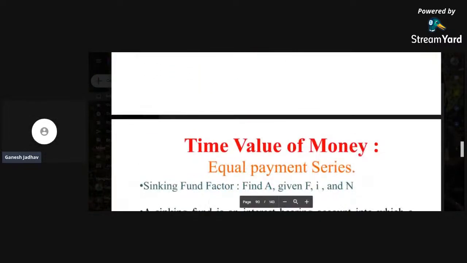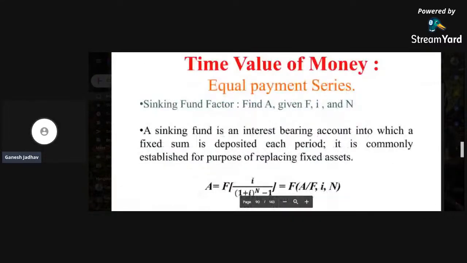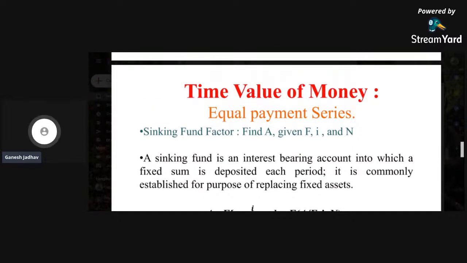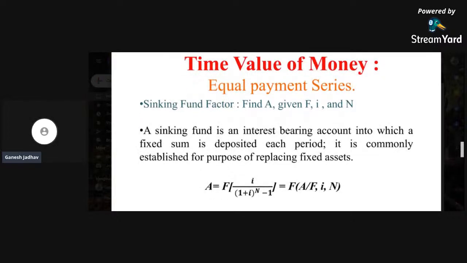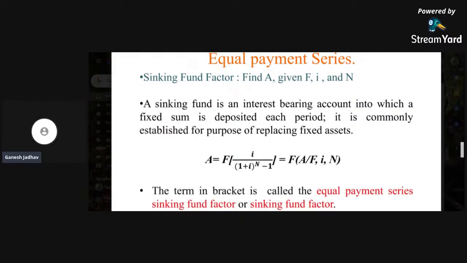Then another one. What is another one? That is the sinking fund factor, to find the A. In the above case you are required to find out F, but in this particular factor you have to find out the A, given F, I and N. So these factors depend on your formula.